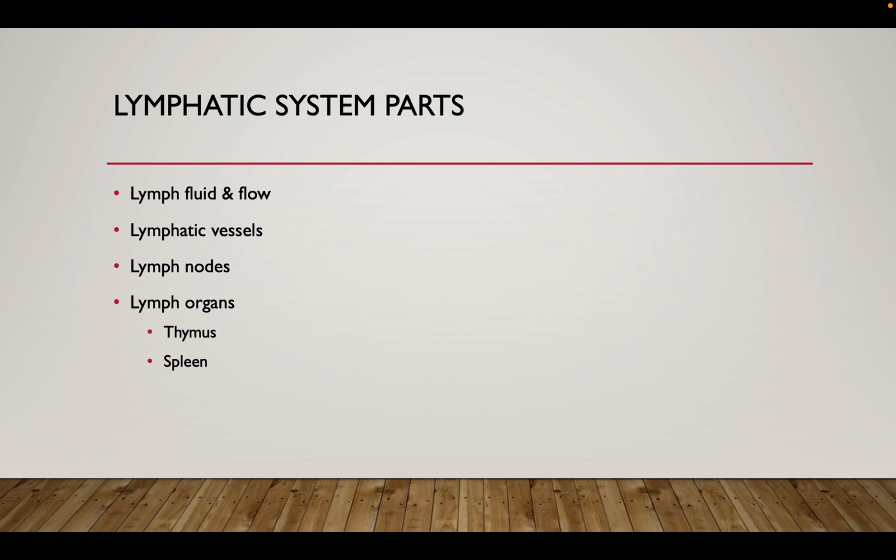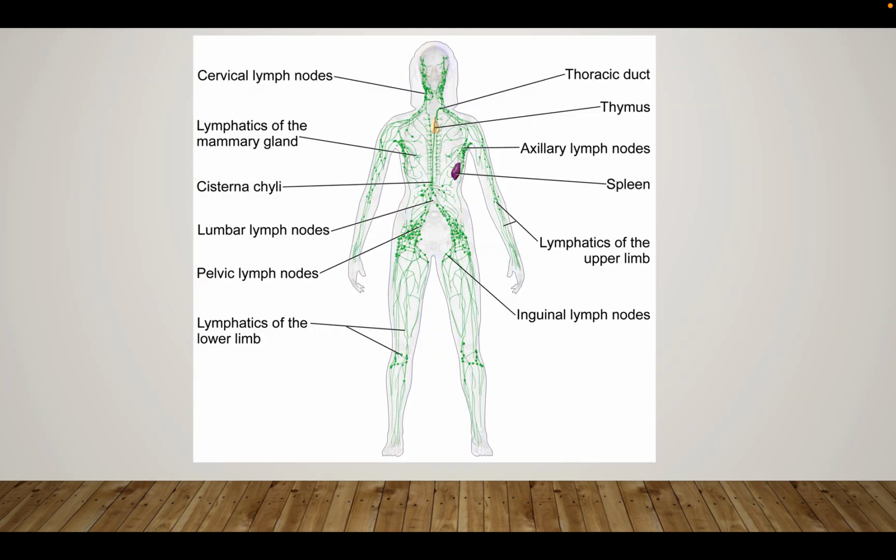So we have the thymus, which we saw a little bit with the endocrine system, and then the spleen as well. The spleen is a somewhat large organ located in the left upper quadrant of our abdomen, and we'll see how it participates in the immune system and the lymphatic system. So here we have a generic overview of some of the lymphatic components that we're going to look at.